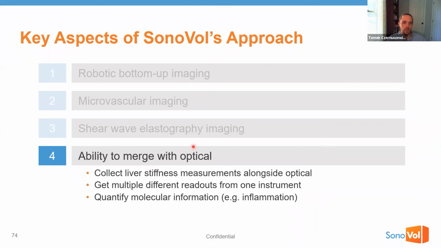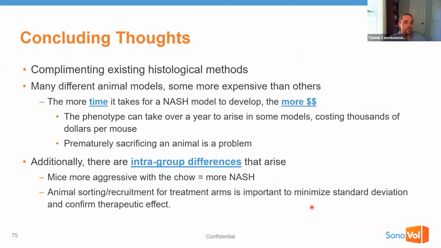So yeah, the takeaway here on the optical side is we can really use optical to quantify the molecular information, which is specifically useful for looking at inflammatory states of the liver.